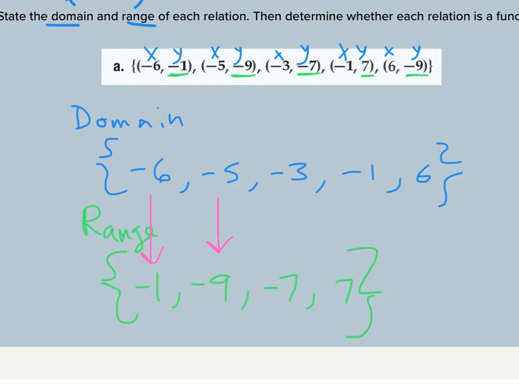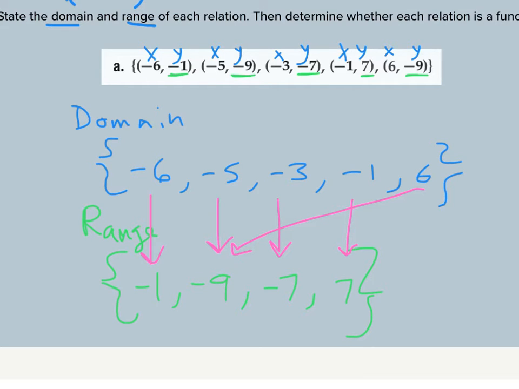We don't know if it's not a function yet, because right now, the only thing that makes it not a function is if we had one x value, one number in our domain, that goes to two numbers in our range. Right now, everything has a pair. So let's look at -3. Wouldn't it have been -9 as well, since there were two -9s? We'll get there. So what does -3 pair with? -7. What about -1? 7. And then 6 pairs with -9, so that goes here.